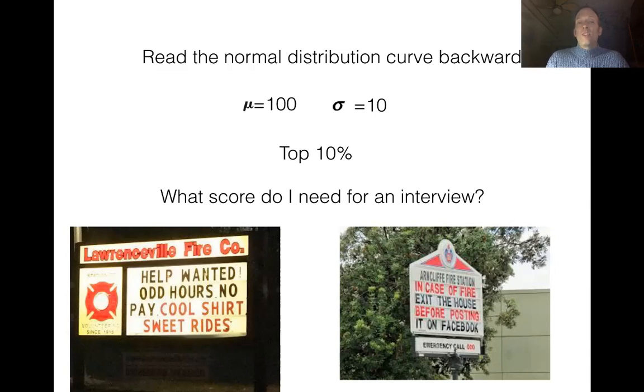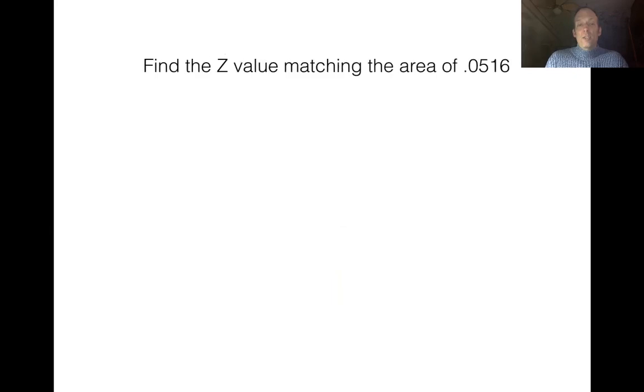So if they were to tell us, maybe for a particular fire department, that on that exam, the scores happen to be normally distributed, the average is 100, the standard deviation is 10, but they're only going to take the top 10% of the people that place on that test, we might want to know what score we need to cut off for an interview, because that could help us prepare for the test. So that's the kind of questions we'll be able to answer by learning to read a normal distribution curve in reverse. So let's get really well practiced at how to do this.